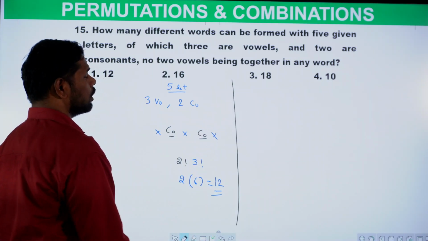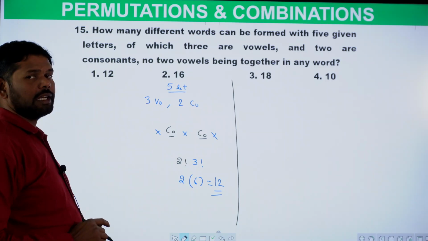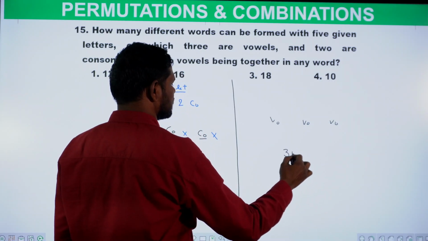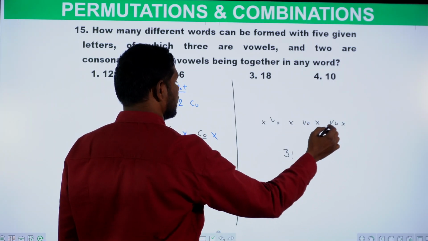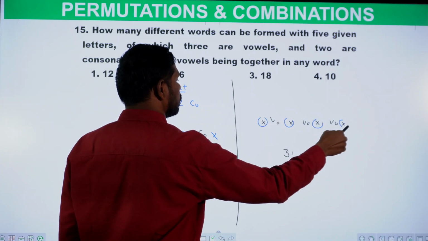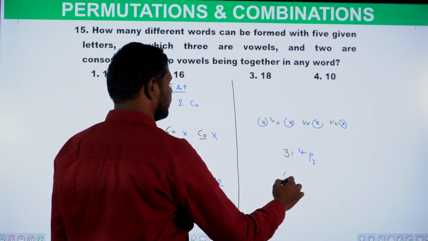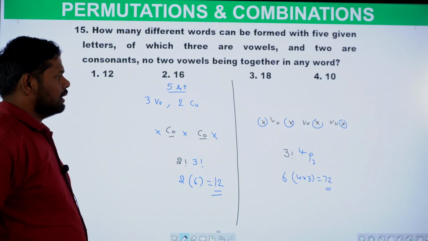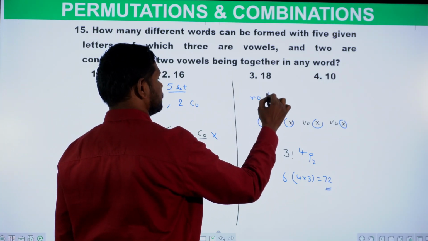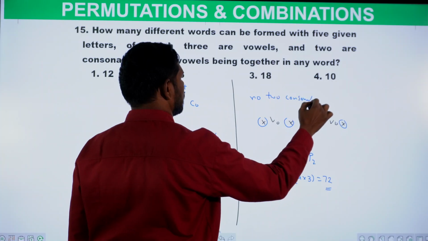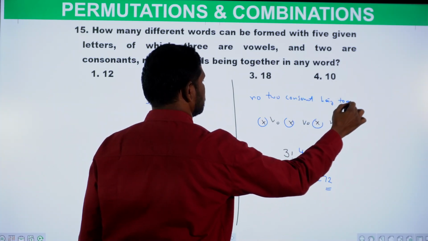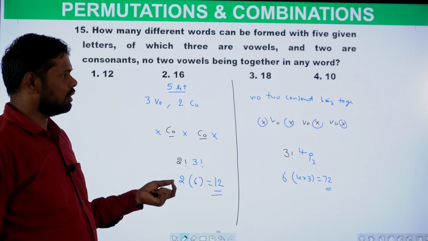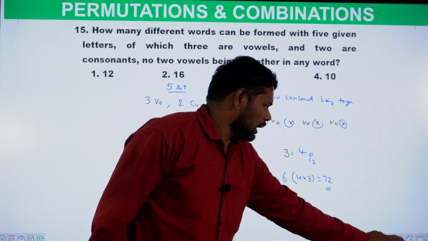Suppose the condition is that no 2 consonants are together in the word. Then we arrange the vowels first in 3 factorial ways. Now how many gaps are there? 4 gaps are there. In those 4 gaps, we arrange 2 consonants in 4P2 ways. 3 factorial value is 6, times 4 into 3, total 72. So that is for no 2 consonants together. If the question is framed like that, the answer is 72, but according to our given question, the answer is 12. Yes, next one. Very simple actually.